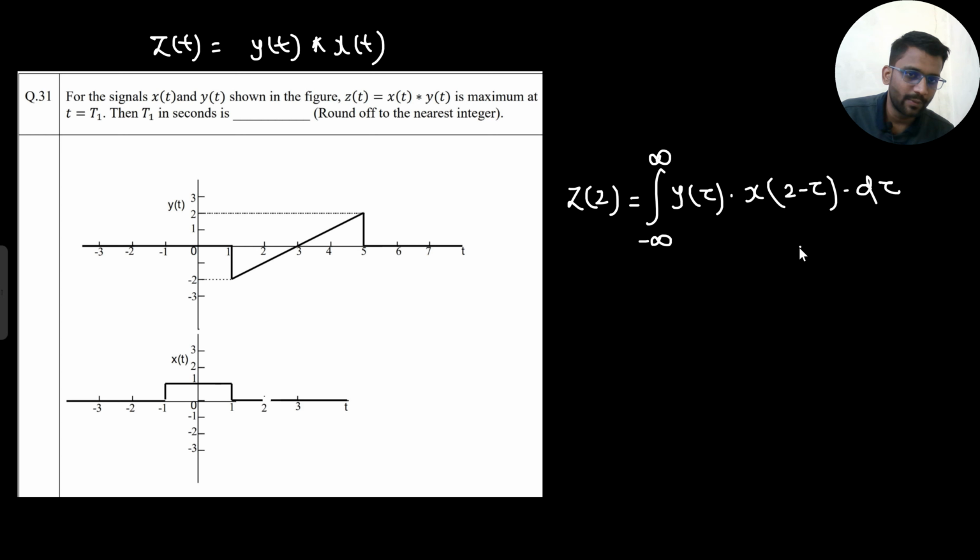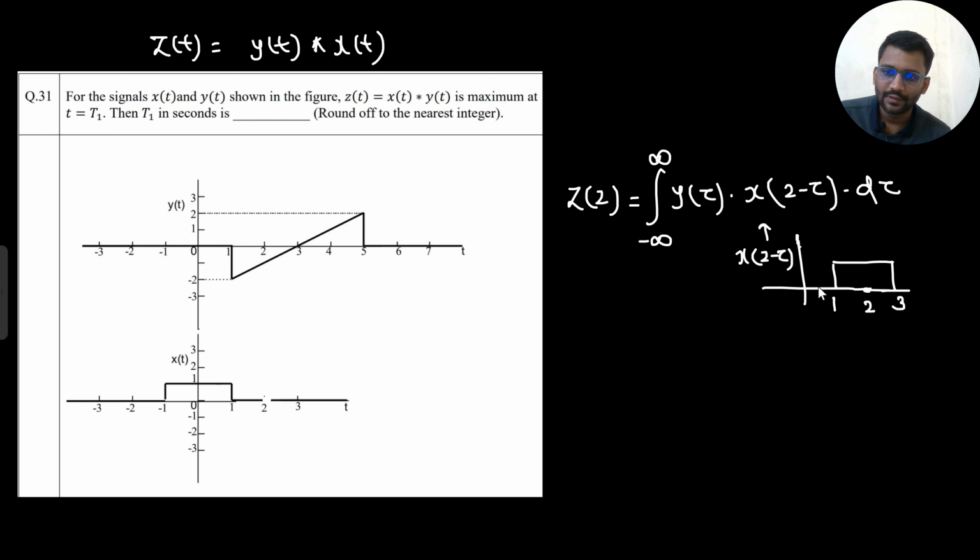What will be my x of 2 minus tau? First mirroring, the mirror will remain as it is and this 0 will come here. The center will be shifted by 2. So this 1 will be at 3, this minus 1 will be at plus 1, this 0 will be at 2. So this will be your x of 2 minus tau with the magnitude of 1.